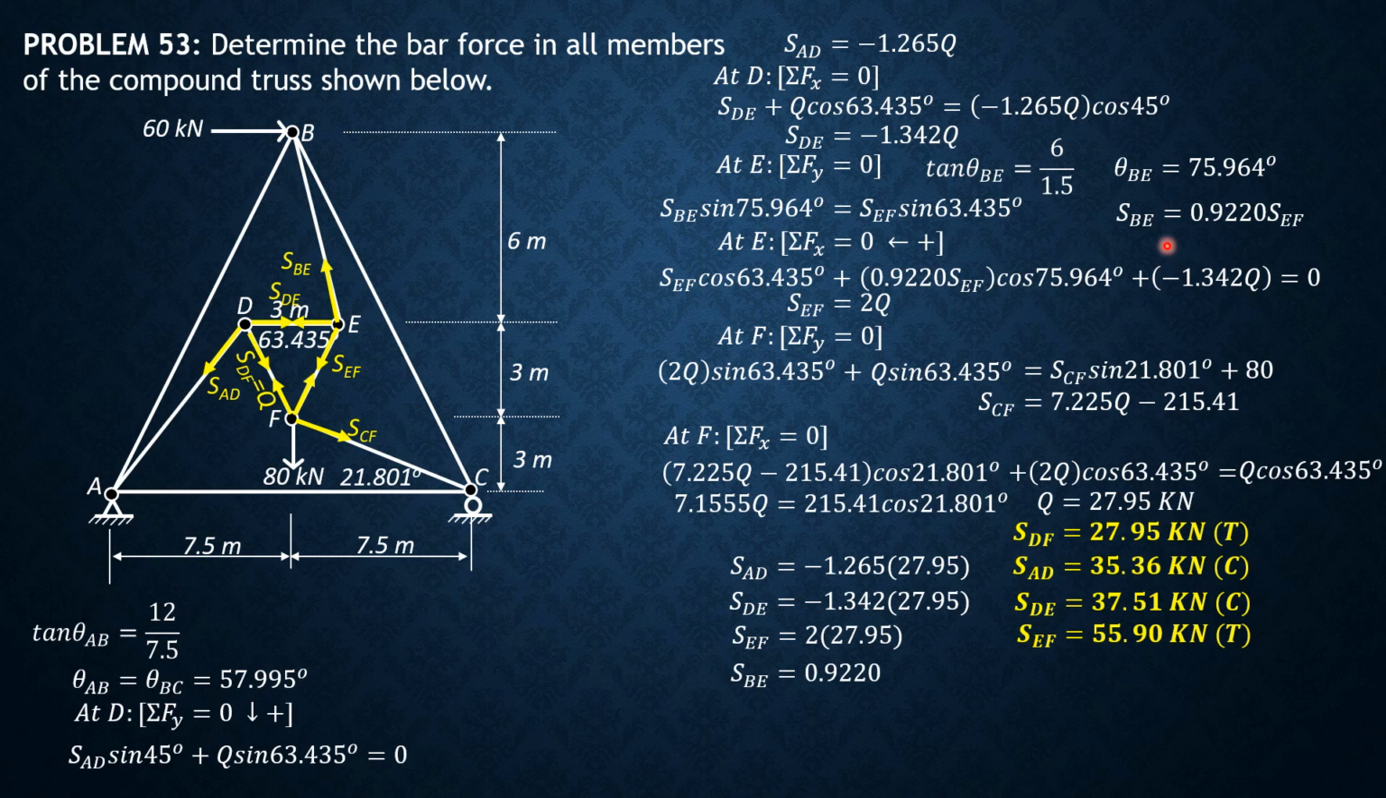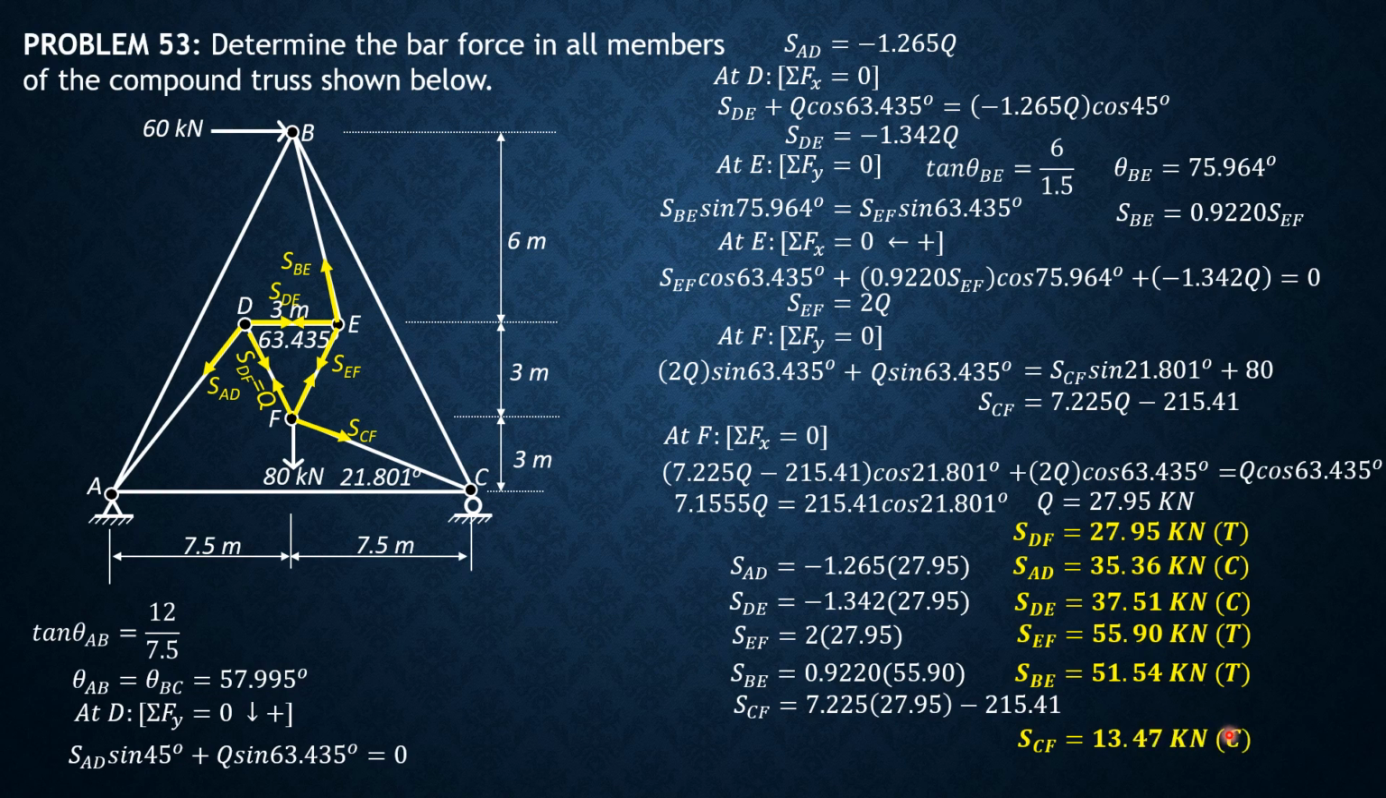Then SBE, which is 0.922 of 55.9, it is positive 51.54 kilonewtons tension, SBE. Then SCF, 7.225 of 27.95 minus 215.41. So it is negative, so it is compression, 13.47 kilonewtons compression. So the remaining members not yet solved are AB, BC, and AC.